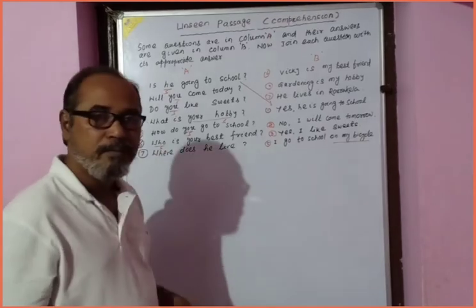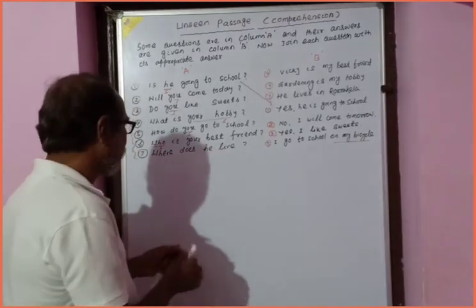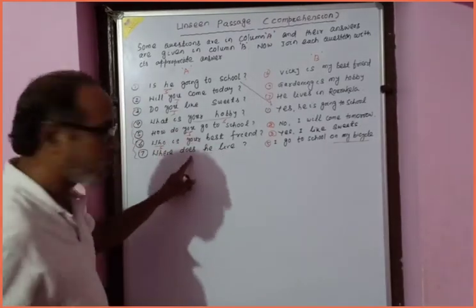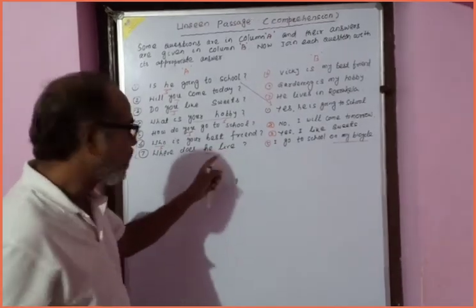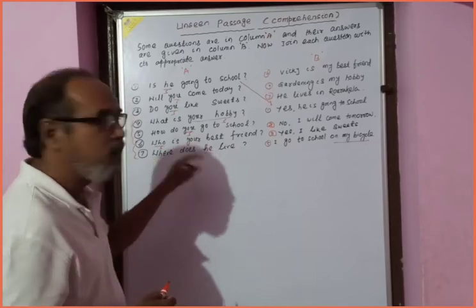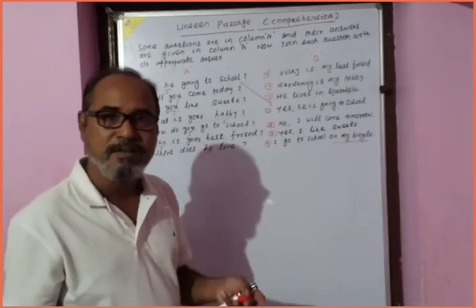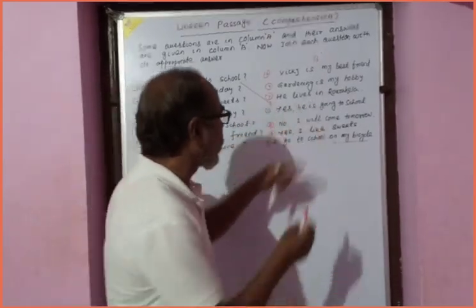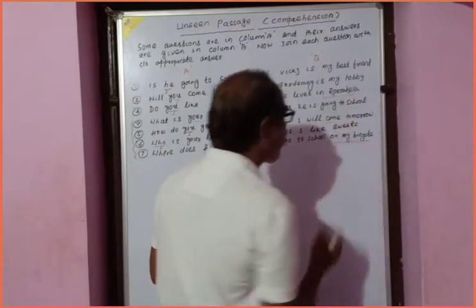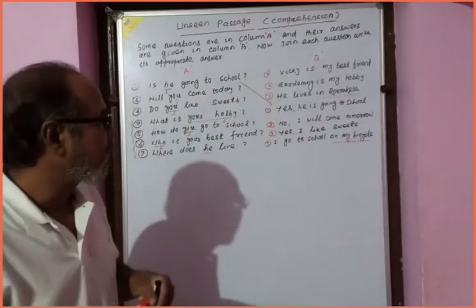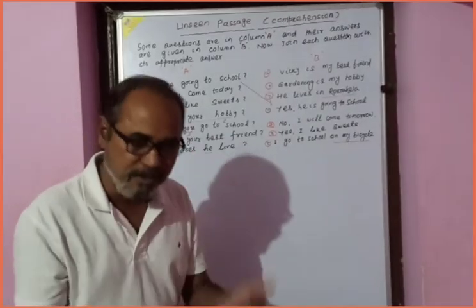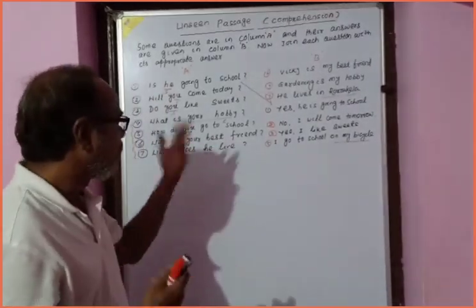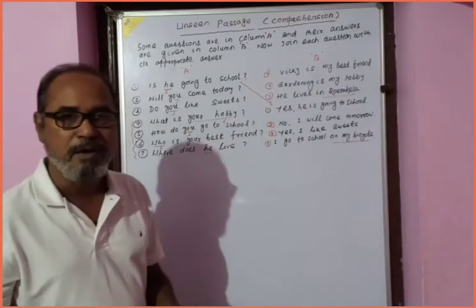Where does he live? He, here, is the subject. He, third person singular, so does is used. The answer is he lives. Where? The answer gives a place: lives in Raurkela. In Raurkela, this is the answer. This is the information that where expects, requires.